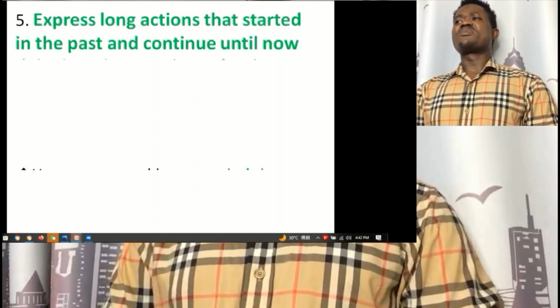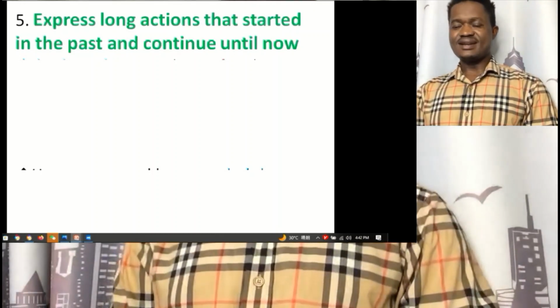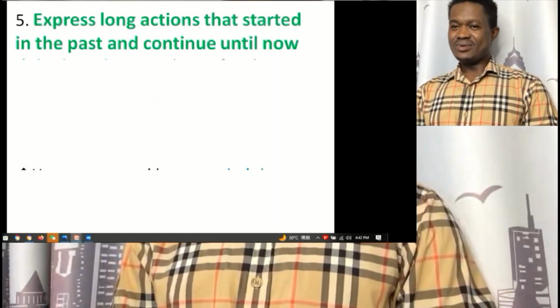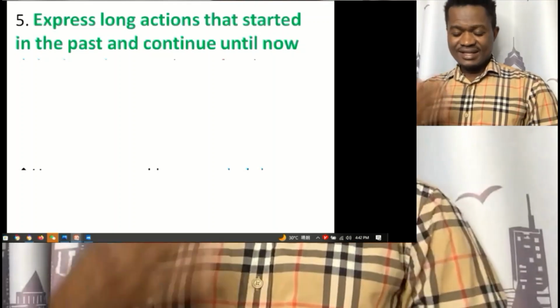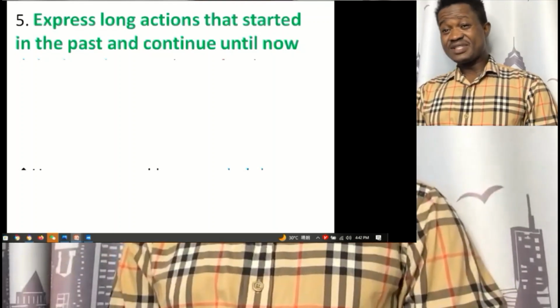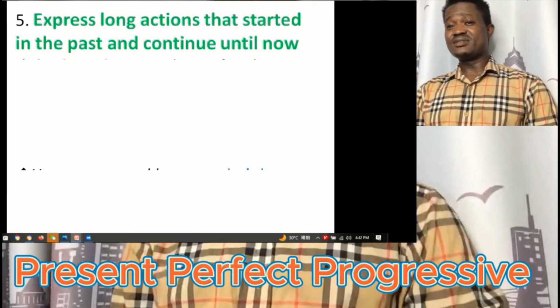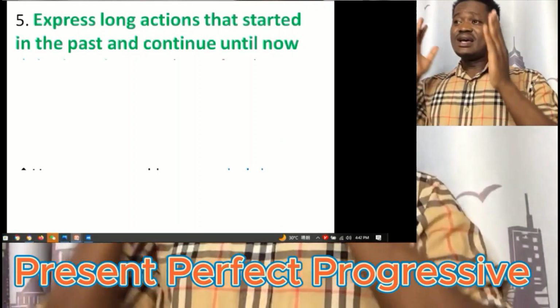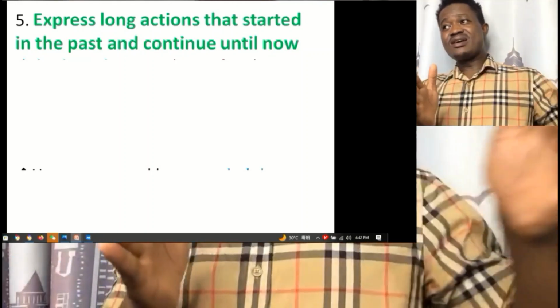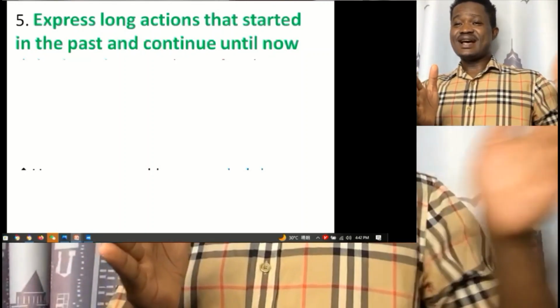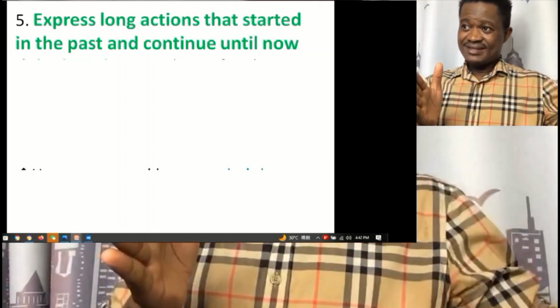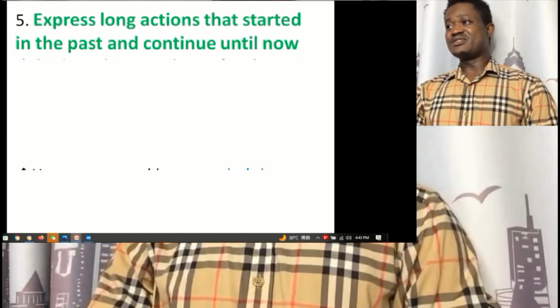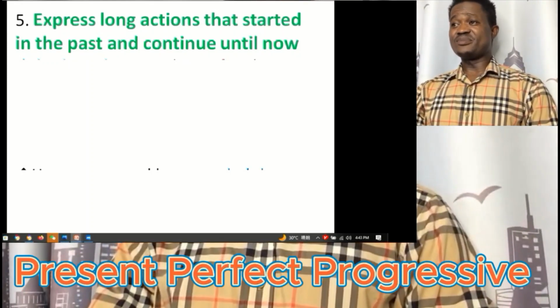Number five, express a long action that started in the past and continues until now. This is what we know about the present perfect progressive. This is one of the definitions, a clear definition for the present perfect progressive: expressing a long action that started in the past until now.